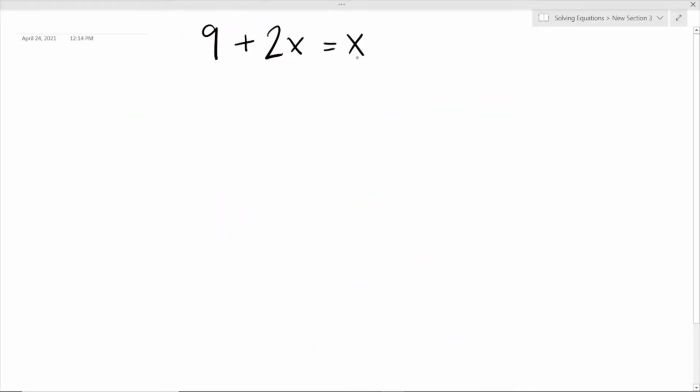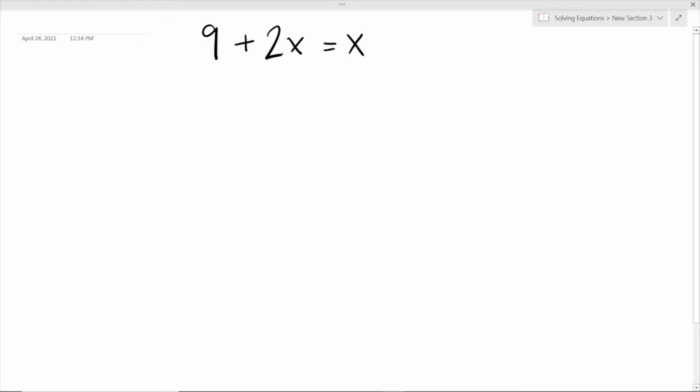Now let's say our variable x is on both sides of the equation. Okay, so now we have to basically solve for x, and to do that, we have to realize that yeah, our x's are on both sides of the equation, and to basically solve for x here, our strategy is a little bit different.